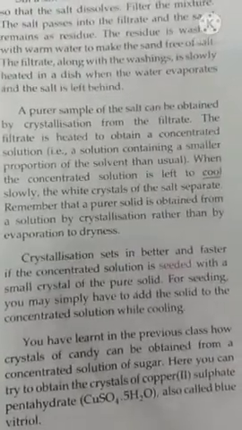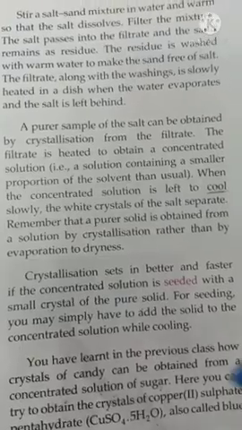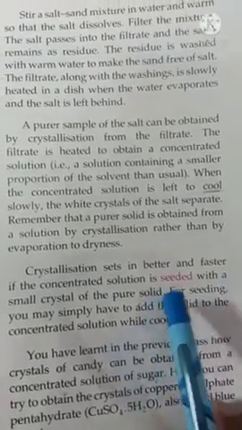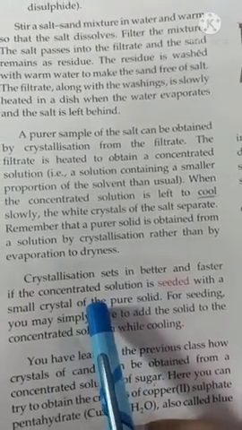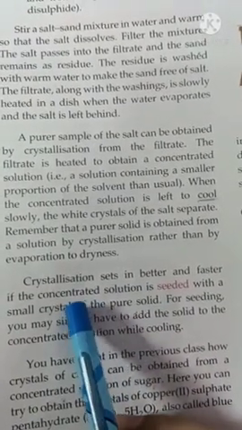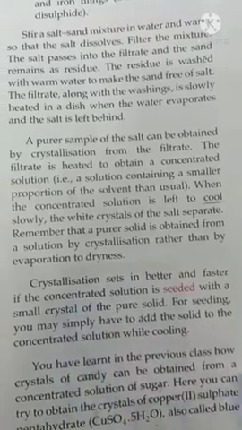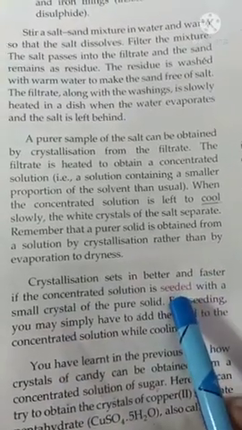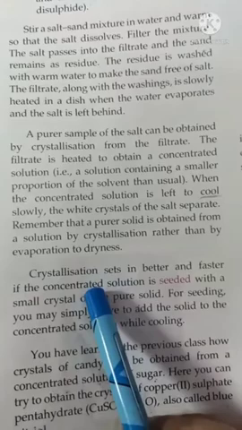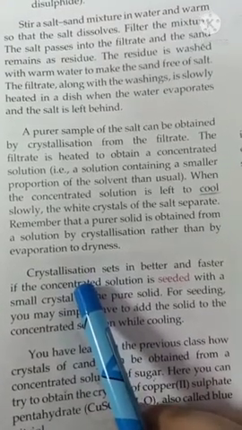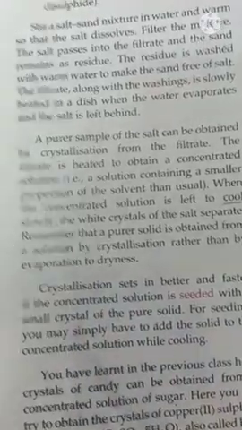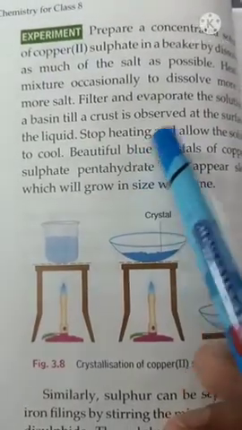Now sometimes, in order to increase the speed of crystallization, we add one crystal of that compound to the mixture, and after that we cool. This is called seeding. So if the crystallization process is seeded, then its speed can be increased. How do we prepare a concentrated solution of any compound?